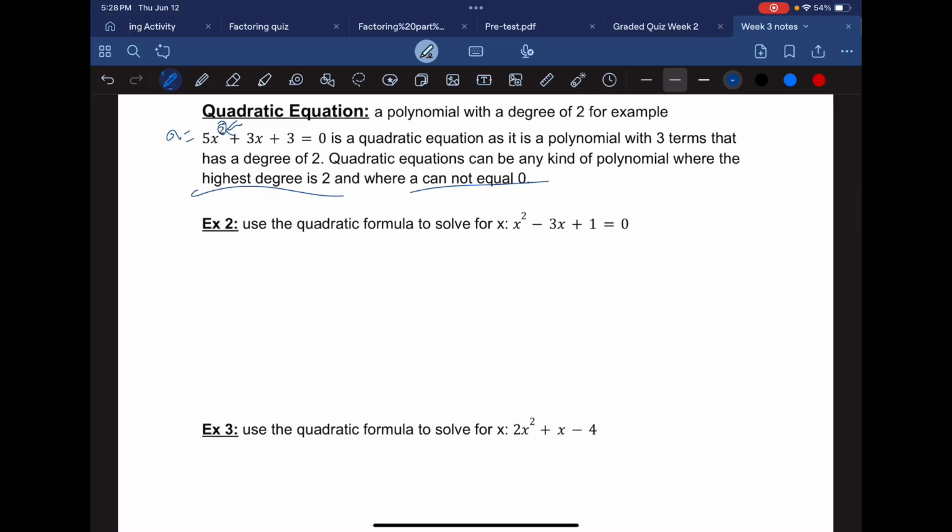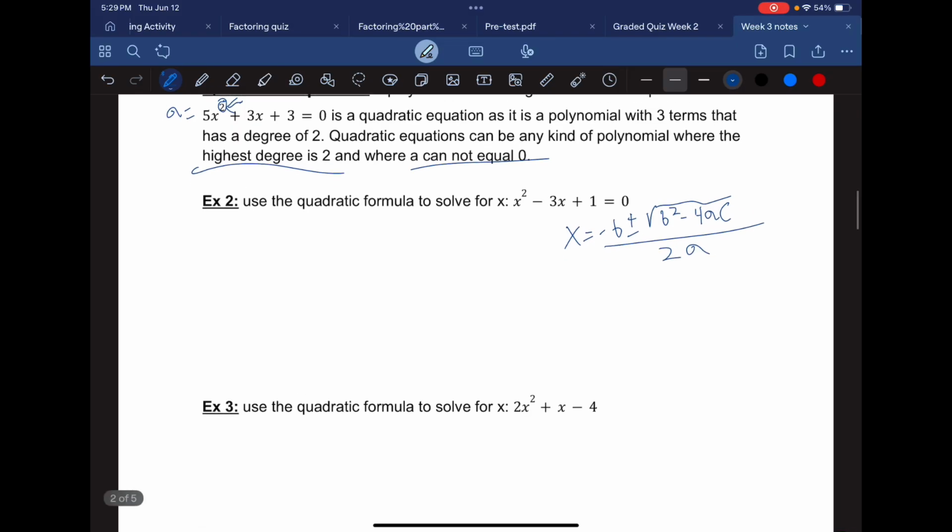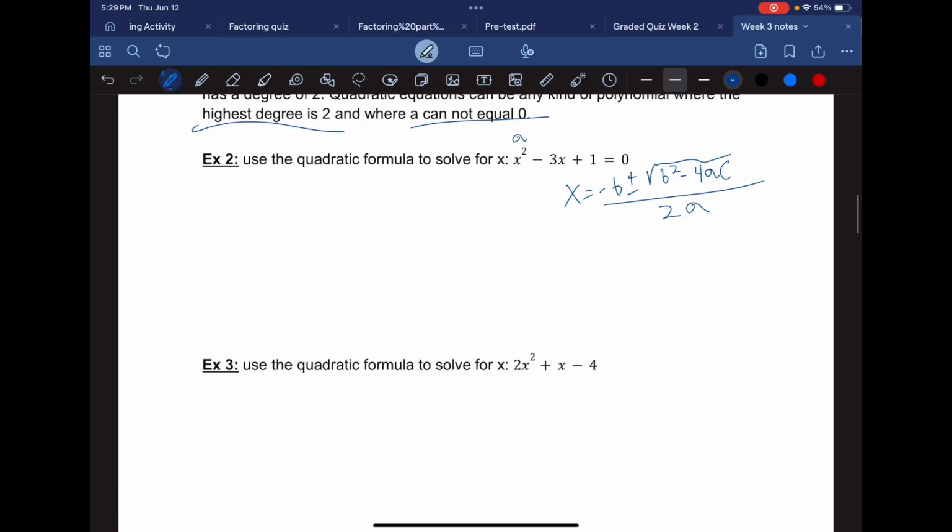So before we start anything, we're going to write it down. X equals negative b plus or minus the square root of b squared minus 4ac all over 2a. So this is our a, this is our b, this is our c. And it's important to remember that our a, b, and c terms are only the coefficients, not the variables. Okay? So let's just go for it.